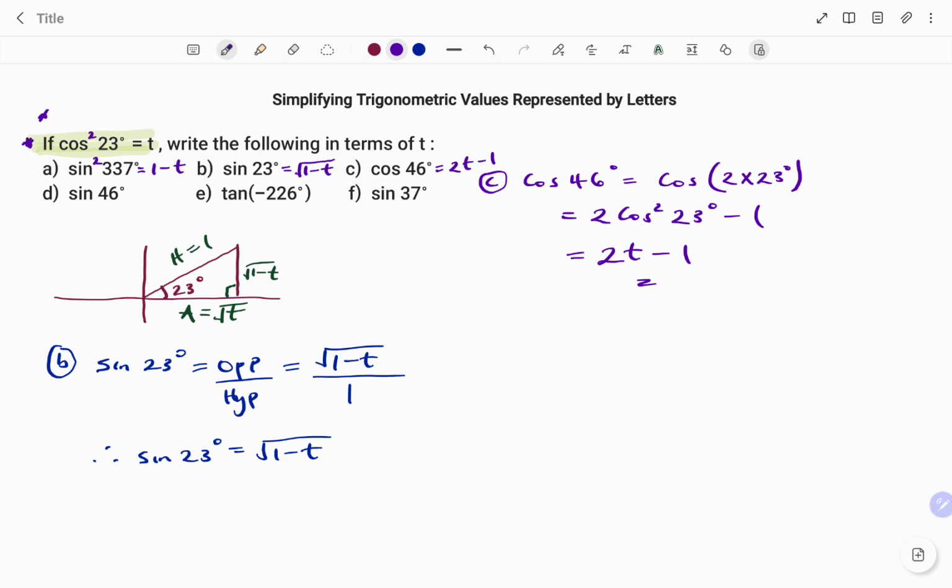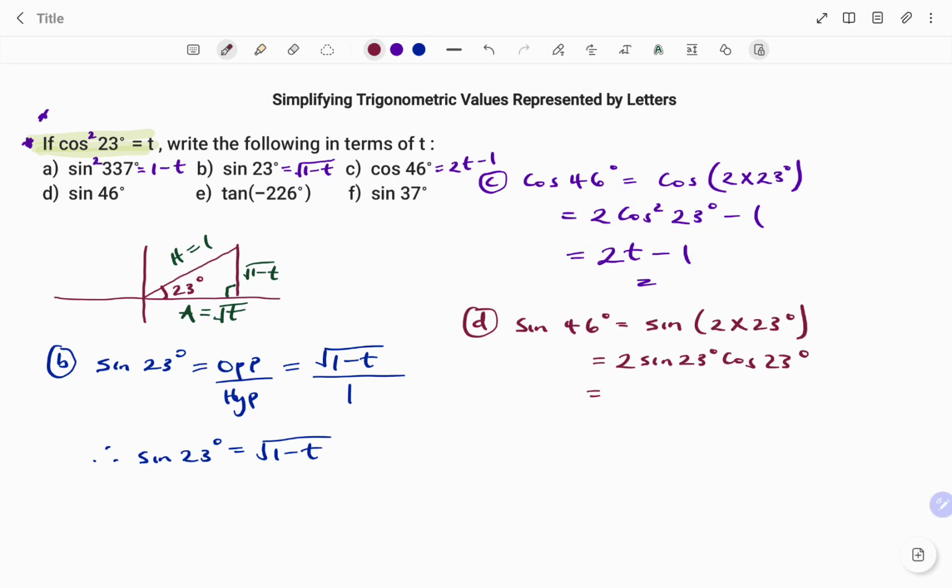The next part of the question says sine 46. So I'm going to do the same thing. I have part D, sine 46, that's also double angle identities. So I have sine 46 is a multiple of 23 degrees. So that's sine of 2 times 23 degrees. That's equal to 2 sine 23 degrees cos 23 degrees using the double angle identity.